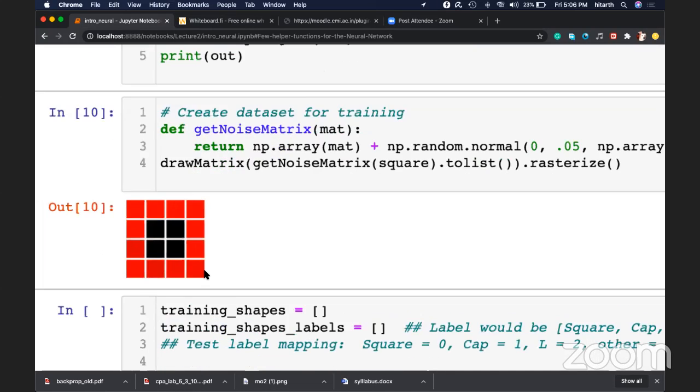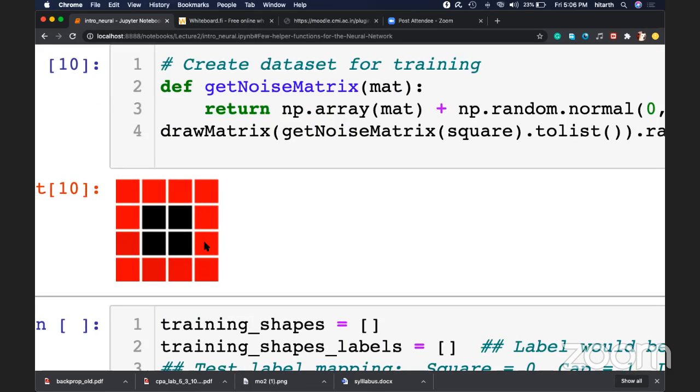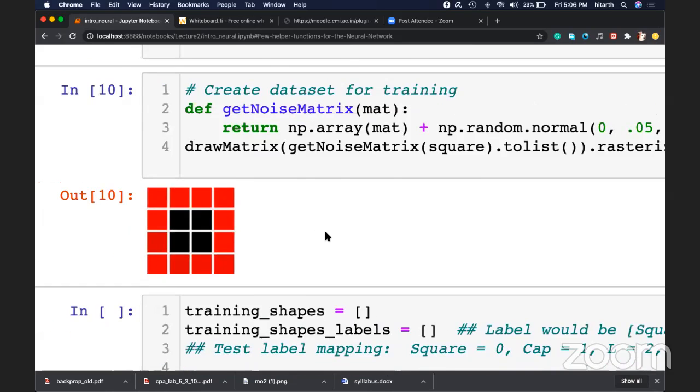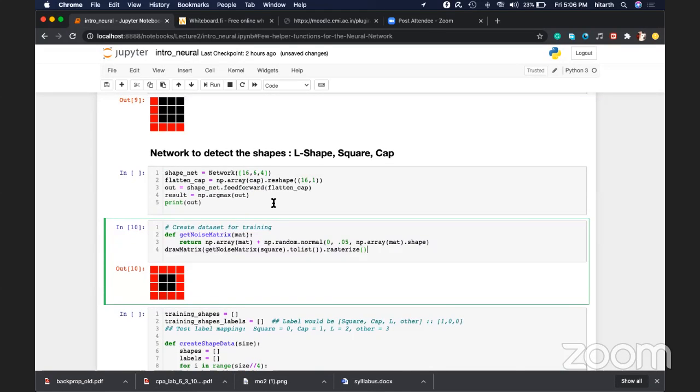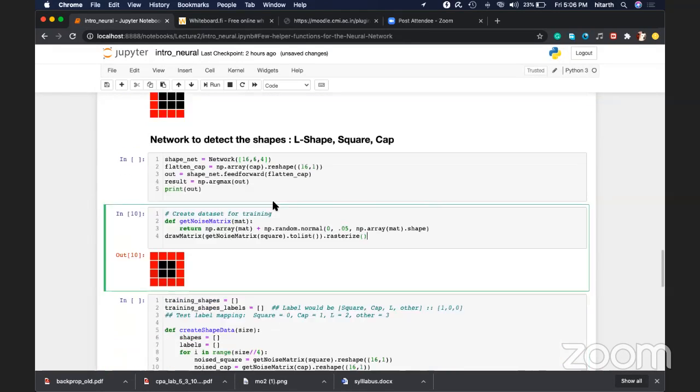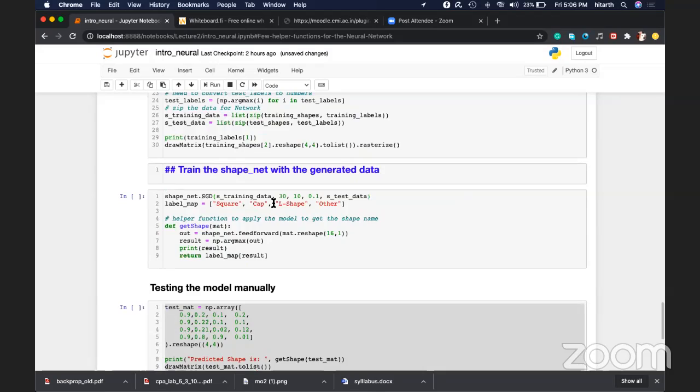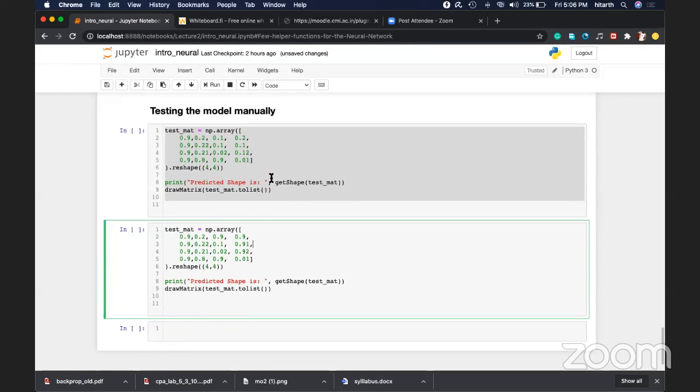If you see this, there's some darker and some lighter, so you will get some noise in. This will just add the noise to it. It's basically just adding a normal distribution with 0 mean and 0.05 variance, and it will add to everything. When I give you this notebook, I think you will realize how everything is working, and everything is there already.